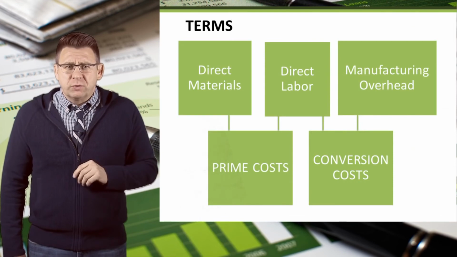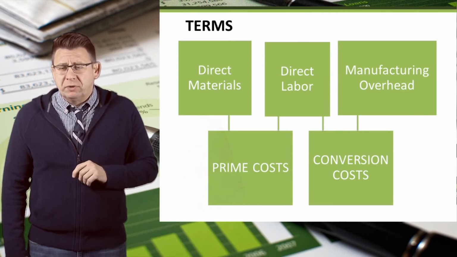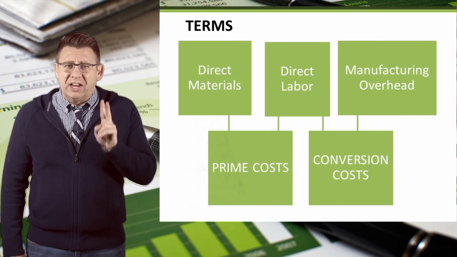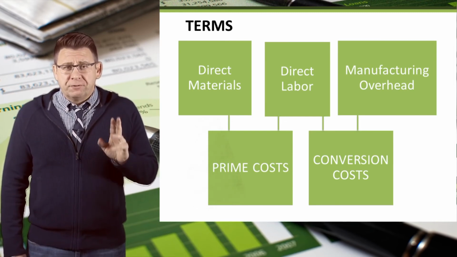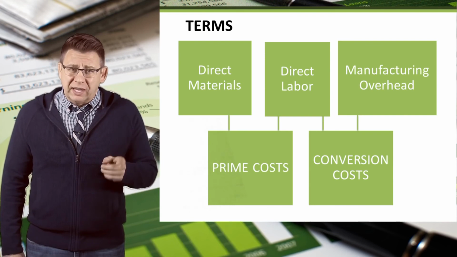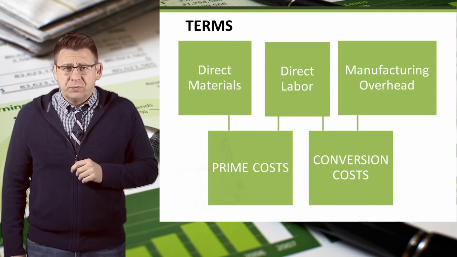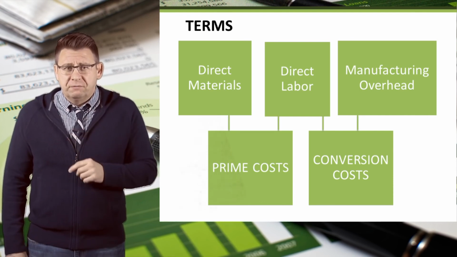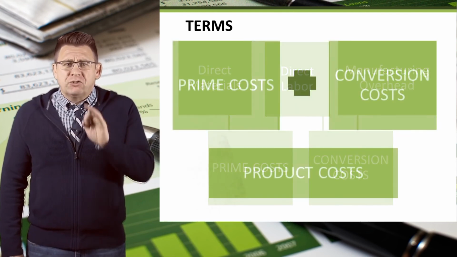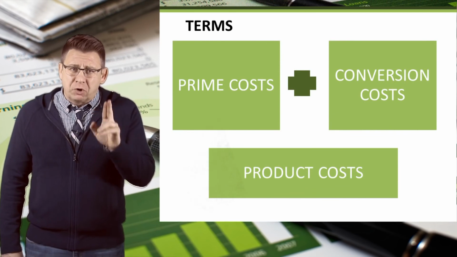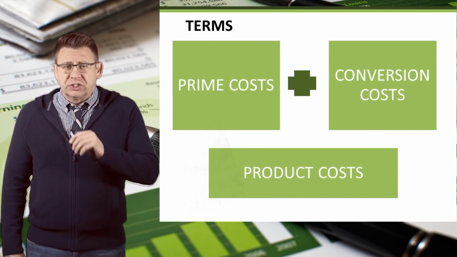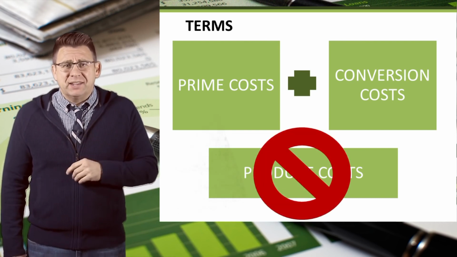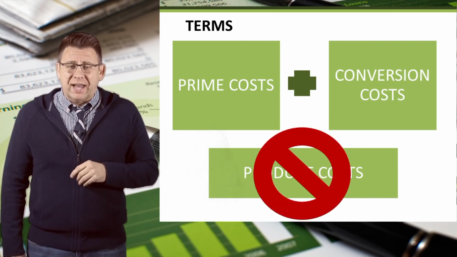Finally, let's conclude this with a couple additional terms that you want to be familiar with. Prime costs include direct material and direct labor. Conversion costs include direct labor and manufacturing overhead. These are the costs incurred to convert materials into finished products. Make sure you don't make the mistake of adding prime costs plus conversion costs to get product costs. They can't be added together because direct labor would be added twice.